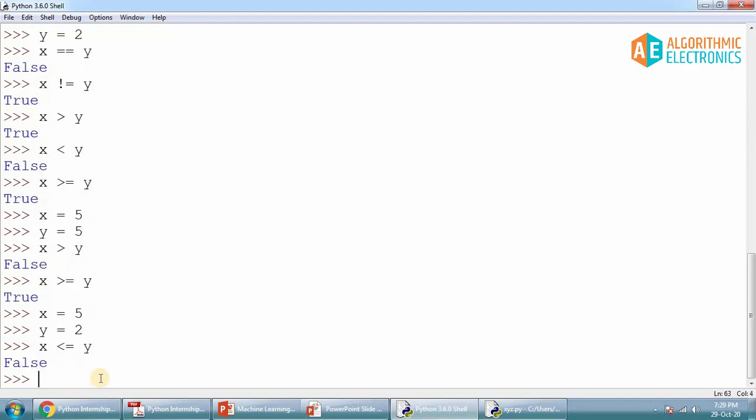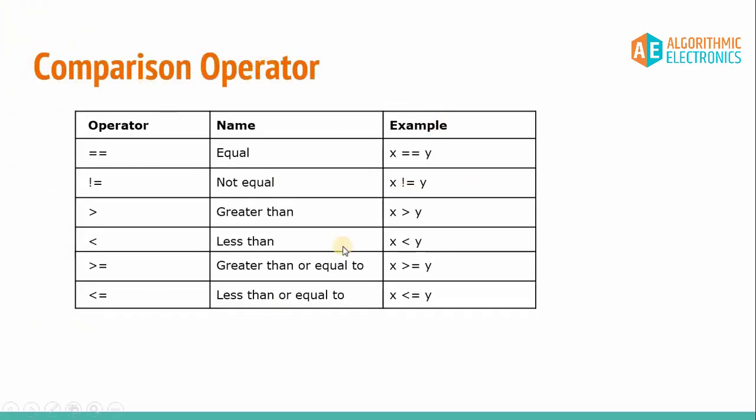Now here it is false because 5 is not less than 2, and again it is not equal to 2. That's why the result is this. So this is how these operators are going to work. These are comparison operators. Sometimes they are called relational operators.